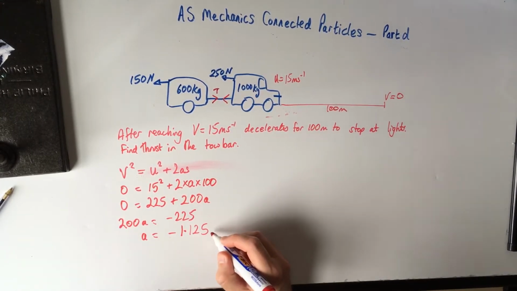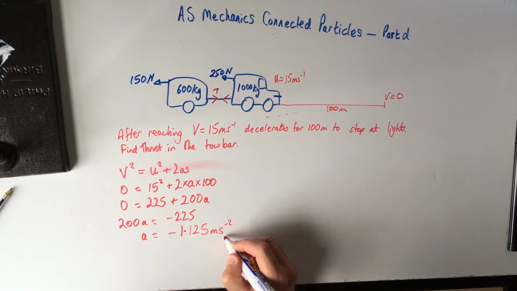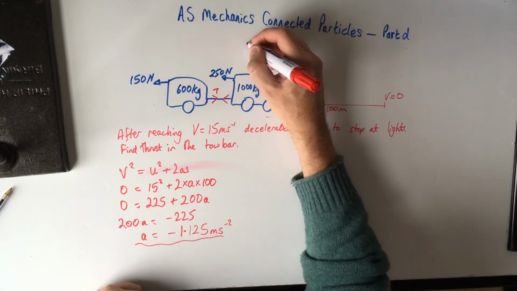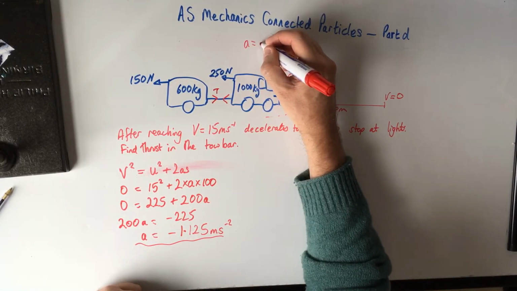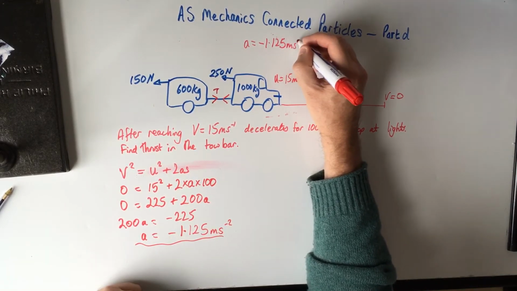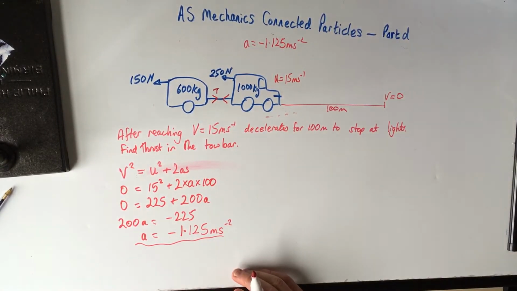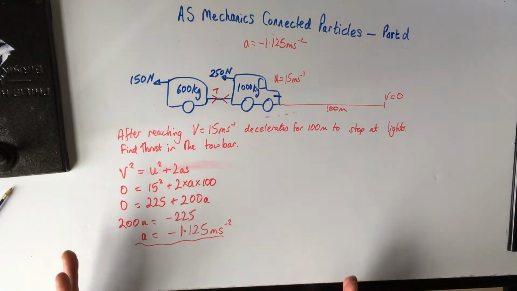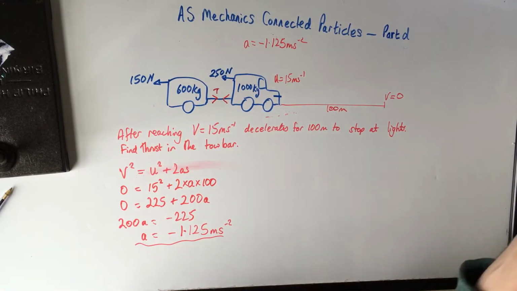And we expected it to be negative, didn't we? Because it's slowing down. So now the acceleration is minus 1.125 meters per second squared. Okay, so that's that first part. So we've got that now. Now we can start working out the forces.